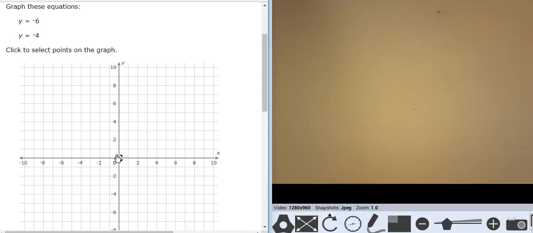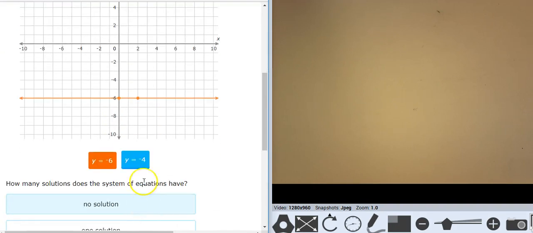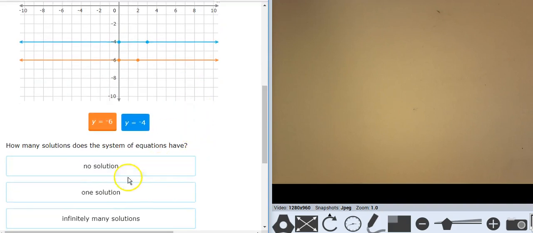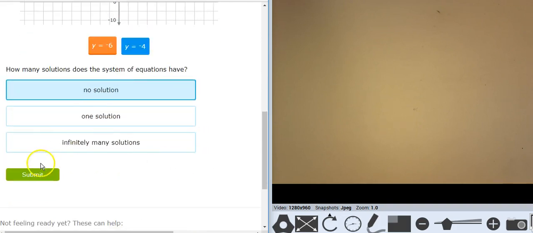Let's hope I don't mess this one up. y equals negative 6. And y equals negative 4. There we go. They're parallel, so no solution. They do not cross.